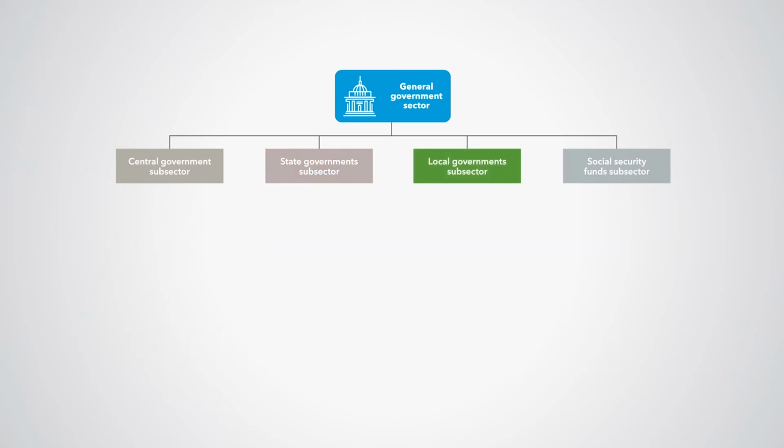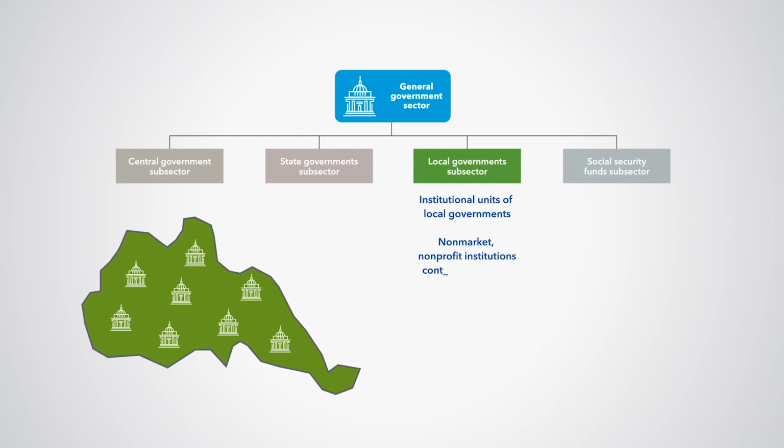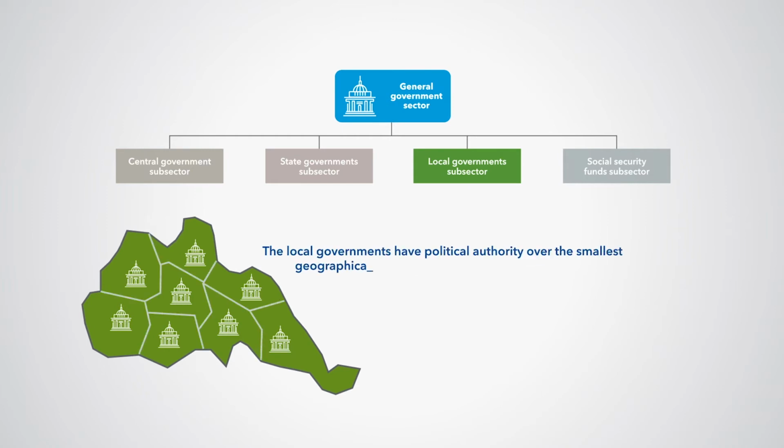The local government subsector consists of local government entities that qualify as institutional units, plus those non-market, non-profit institutions that are controlled by these entities. The local governments have political authority over the smallest geographical areas into which the country is divided.